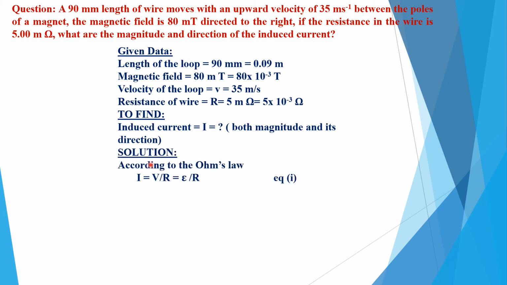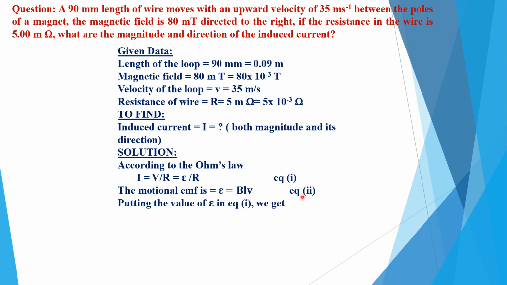From Ohm's law we know that I is equal to V divided by R. Here voltage is induced EMF. Let's say equation number 1. The motional EMF is equal to BLV. Let's say equation number 2.